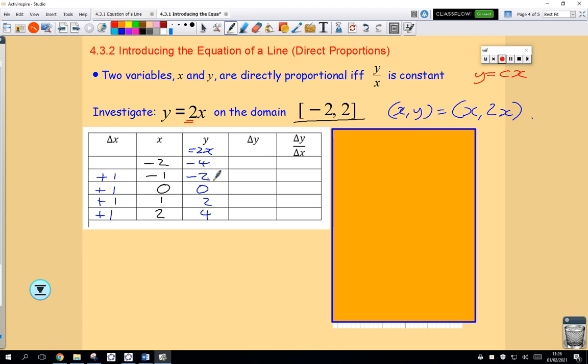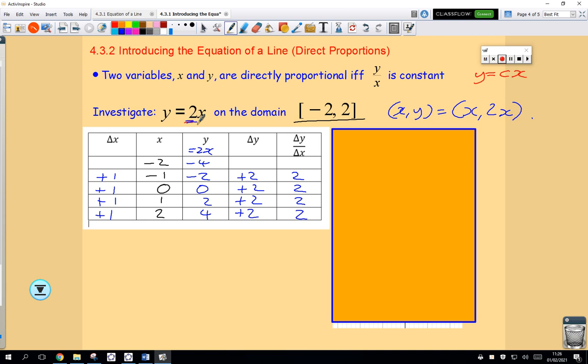Negative 4 to negative 2, that's an increase of 2. Negative 2 to 0, an increase of 2. 0 to 2, an increase of 2. 2 to 4 is an increase of 2. And if I look at delta y over delta x, change in y 2, change in x 1, it's always going to be 2. Notice that's the same as the coefficient of x.